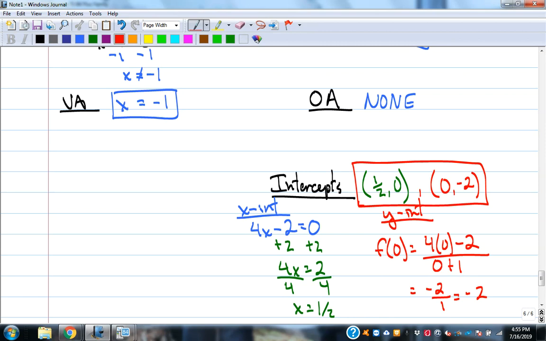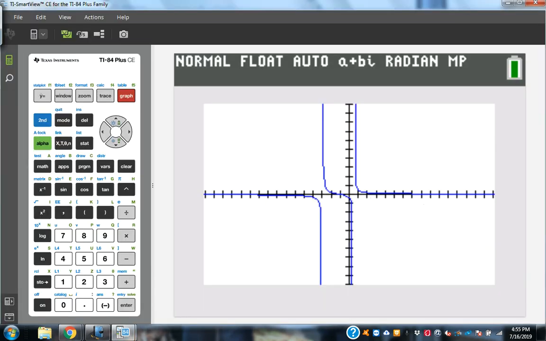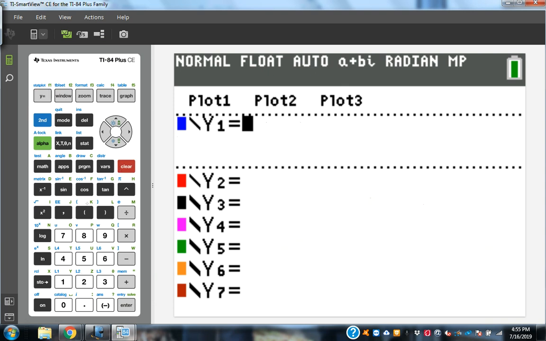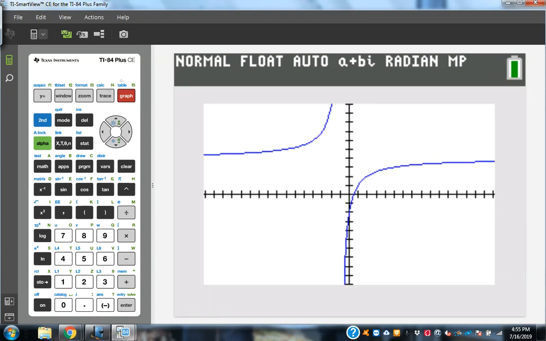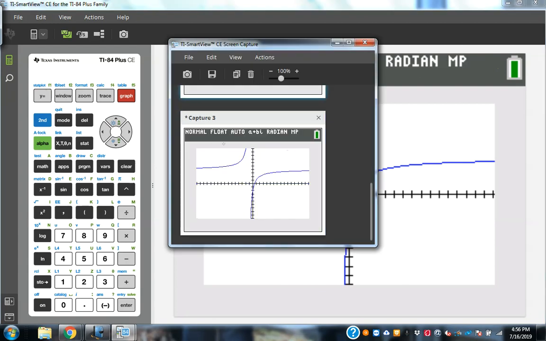If we look at the graph, again, I'm putting parentheses around the top, 4x minus 2, divided by parentheses around the bottom, x plus 1. Hit graph. Picture of that, but I can draw on it.